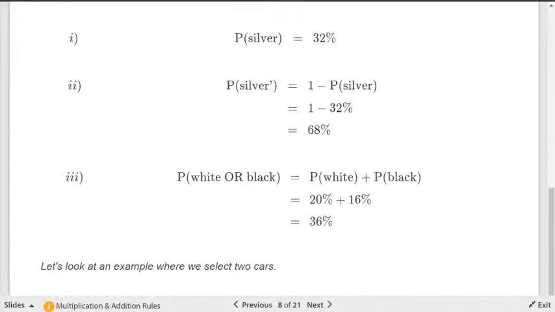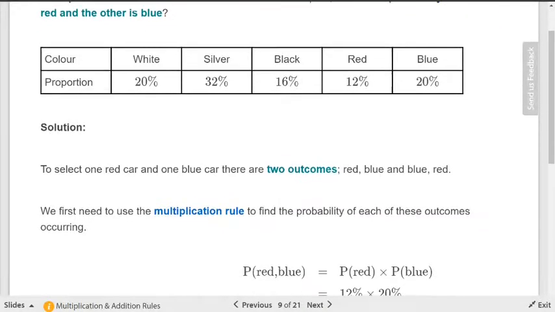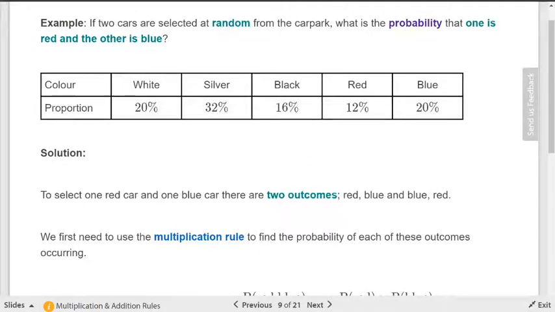All right, so then they're just showing you how you do one is red and the other is blue. Now this one creates a little issues. Here we go. If 2 cars are selected at random from the car park, what is the probability that one is red and the other is blue? We've got an and situation, so automatically we should think multiplication rule, right?